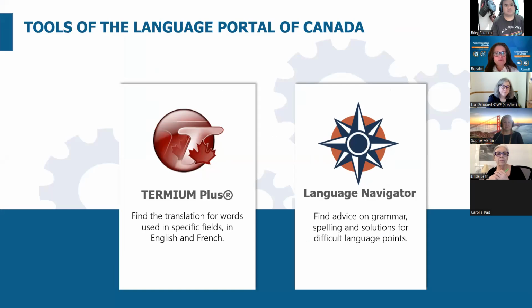So the portal includes two feature tools. TERMIUM Plus, the Government of Canada terminology database, where you'll find millions of terms, definitions, and examples of usage in a wide range of specialized fields. We'll go over it in more detail in a few seconds. And there's also the Language Navigator. It's a search engine that goes through the language portal writing tools to help you find answers to questions about language. It helps you with grammar, punctuation, writing conventions, vocabulary, legal language, and clear and effective communication.